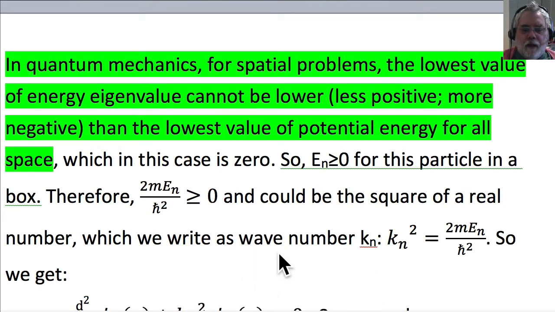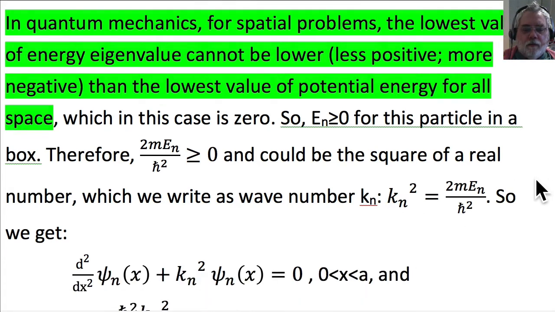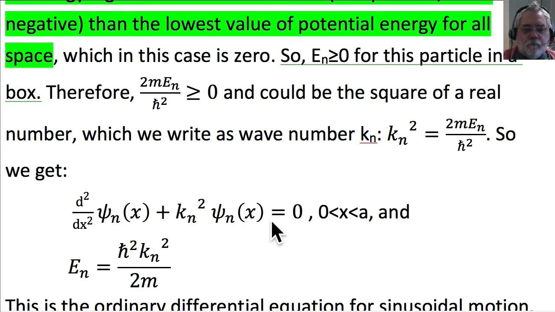We'll write the real number as wave number k sub n. So wave number k sub n squared is 2 times the mass times the energy over h bar squared. Once we know energy and wave number, this will be true. We're defining the wave number. When we substitute that in, we get a second order ordinary differential equation of a very simple common form. Second derivative of psi plus k squared psi equals 0, again within the box.